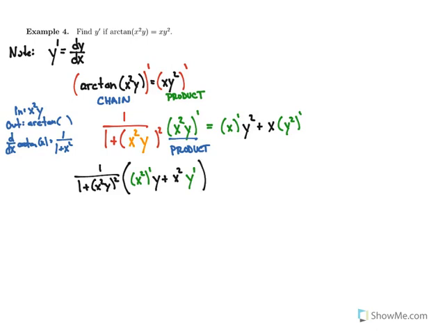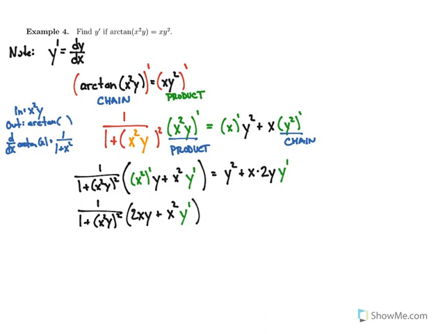And this is all going to equal, on the right-hand side, the derivative of x, which is 1. That's just going to be y squared, plus x, and then the derivative of y squared, we need to use the chain rule, and that will give us a 2y y prime. So lastly, we have the derivative of x squared is going to be 2x, times y plus x squared y prime equals y squared plus x 2y y prime. And we need to solve for y prime.